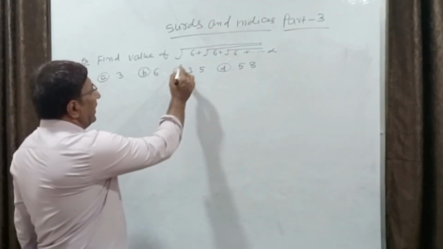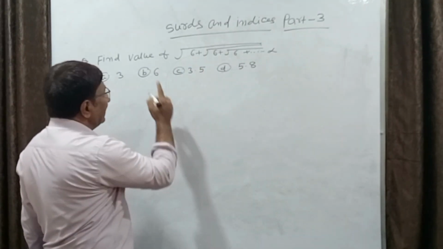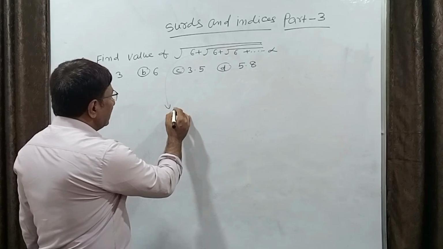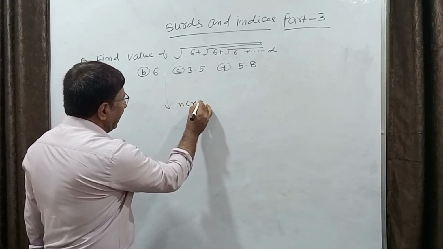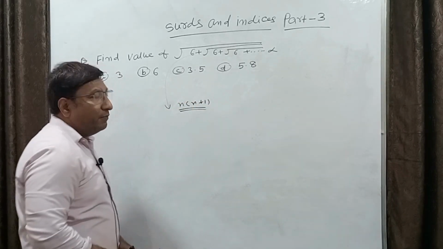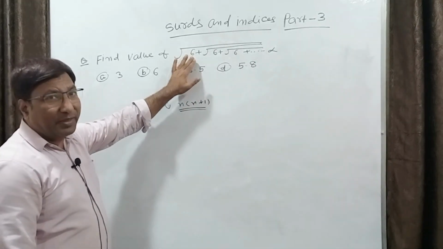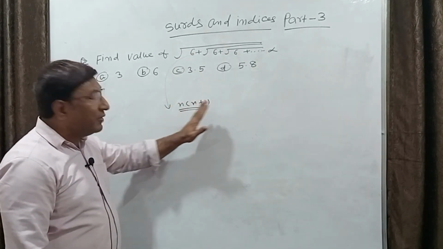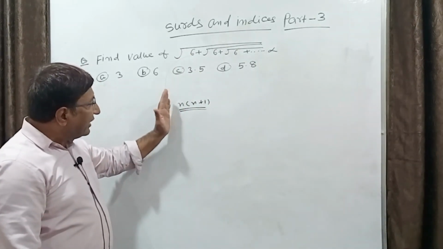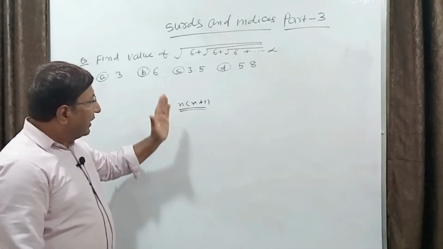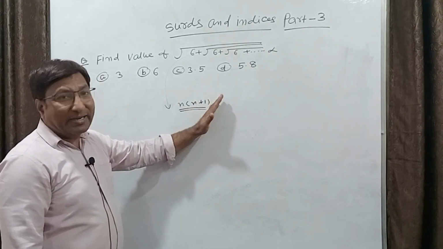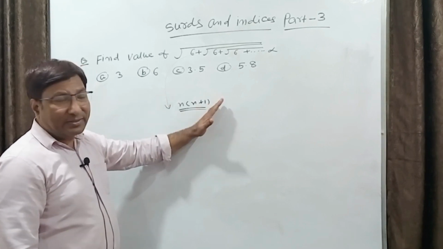Make the factor of this number, that is 6, in such a way that you get n into n plus 1 form. That means a continuous product of two numbers, a smaller number into the next number.